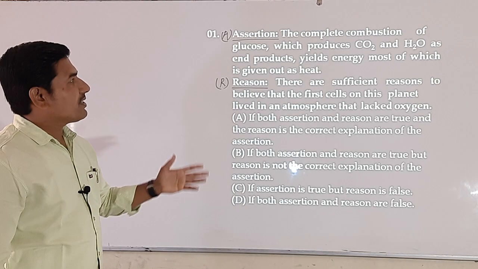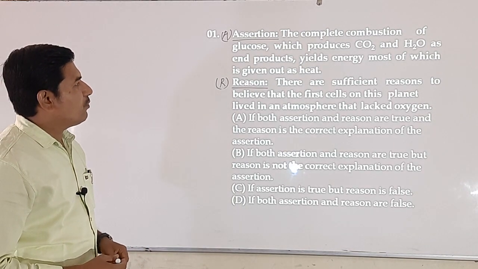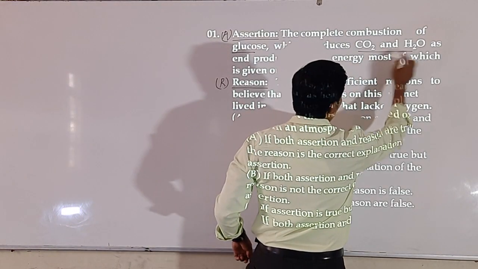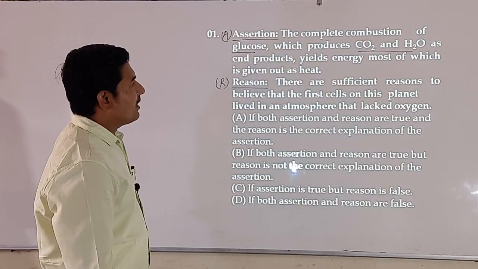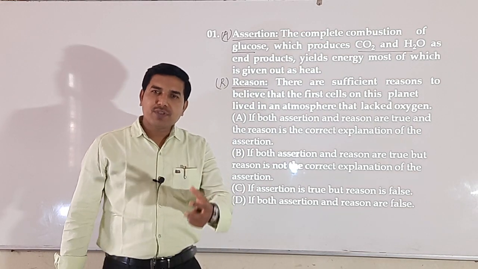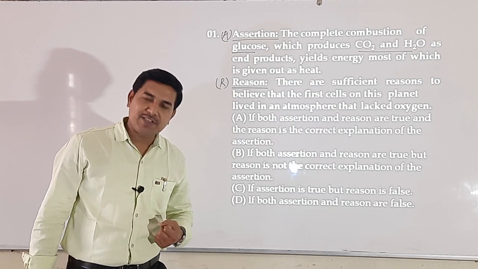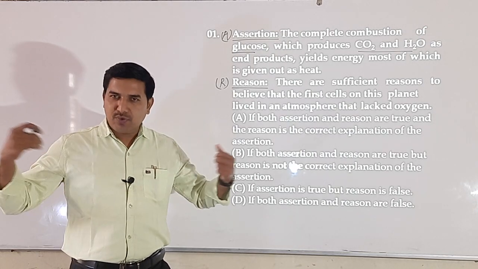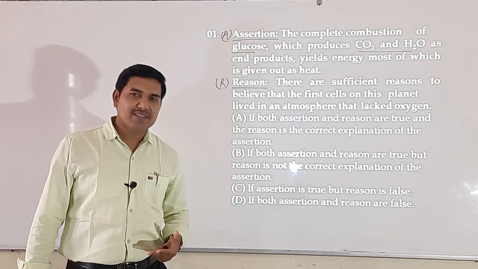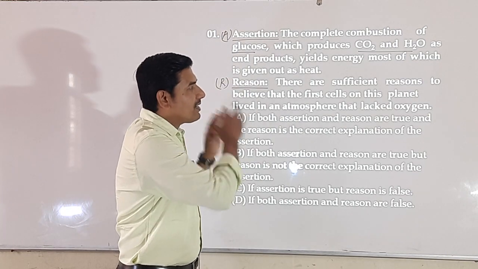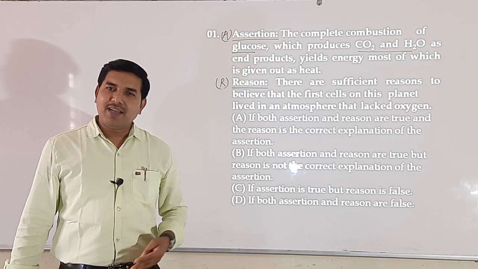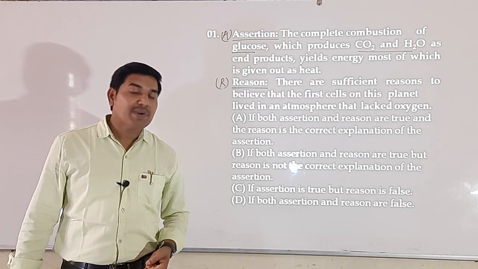Okay. Now assertion: the complete combustion of glucose produces carbon dioxide and water as end products, and yields energy, most of which is given out as heat. Now suppose we take it in the form of animals, in animals energy is lost in the form of heat. So from our body heat is liberated, so energy is lost. So the statement is true, because this is the general statement that can be quoted for animals mainly, and in plants energy is released but heat is not released.